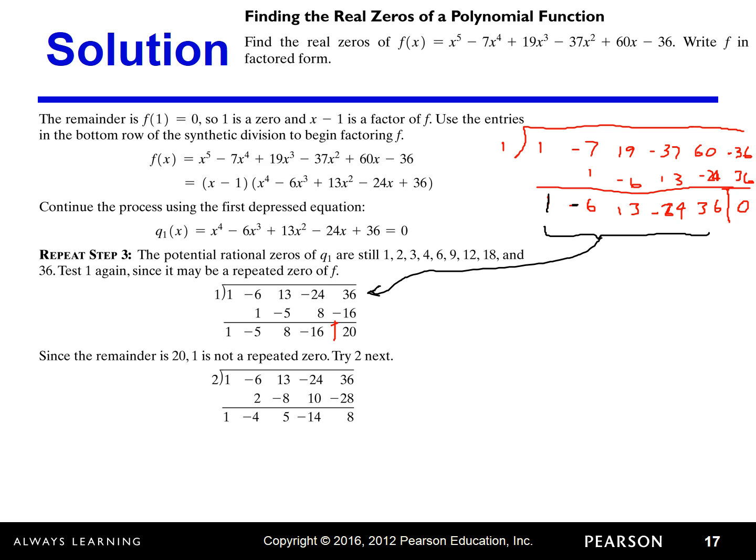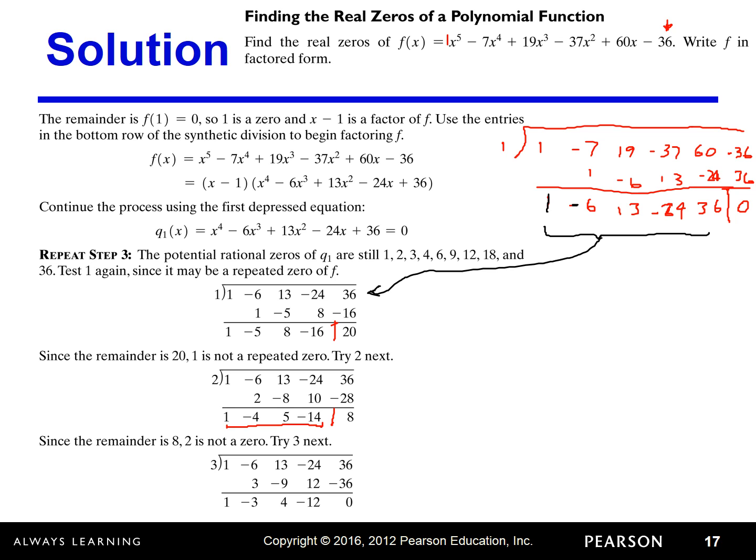Well, he's going to go through the list of potential rational zeros. Remember, those were all the factors of 36, basically, because the lead coefficient was 1. All the factors of 36 are 1, 2, 3, 4, 6, 9, 12, 18, and 36. So he's going to go all through the numbers in order, kind of arbitrarily. So he says, well, let's go to 2. Well, 2 doesn't work. We don't get a 0 remainder for 2. So for that reason, we wouldn't use this wannabe depressed polynomial here. We have to stay with the original.